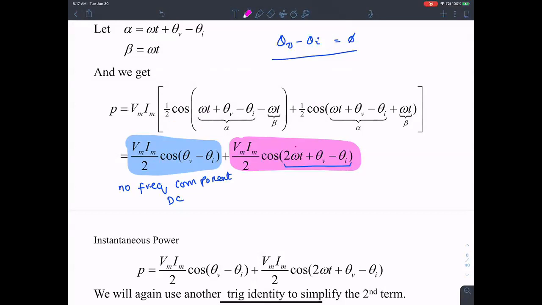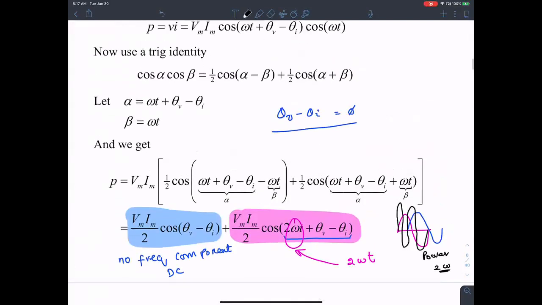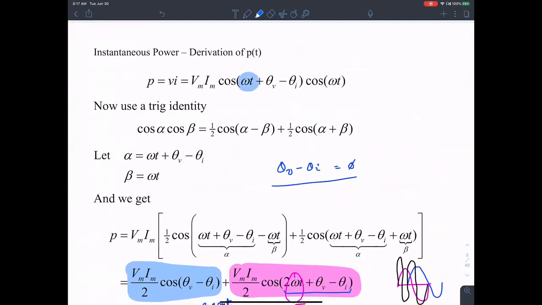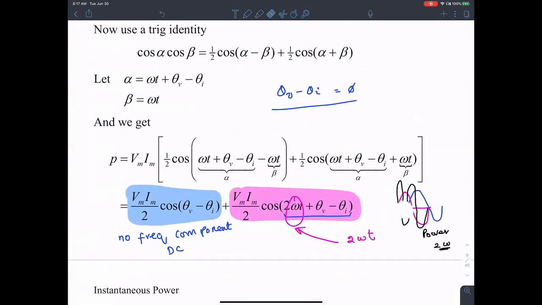In contrast, this guy has a 2 omega term actually, okay? If the sine wave input voltage is like so, and the input current is like so, it seems the frequency of the power is twice. So the power has a frequency of 2 omega as opposed to the voltage itself, which was omega, 1 omega, and the current itself. Both the current and voltage had a frequency of omega, while power seems to have a frequency of 2 omega. That's something that we want to notice.